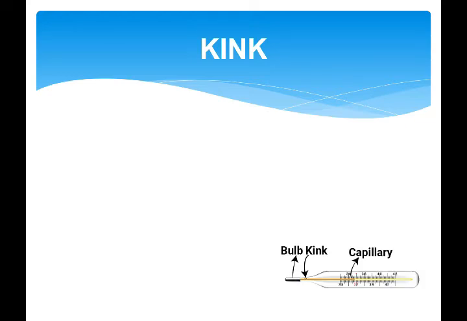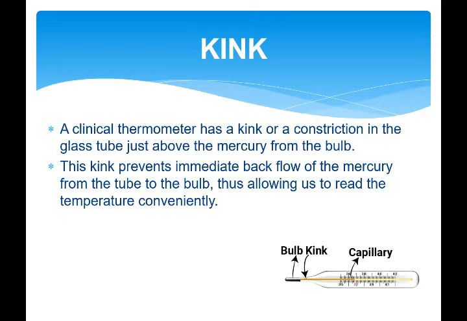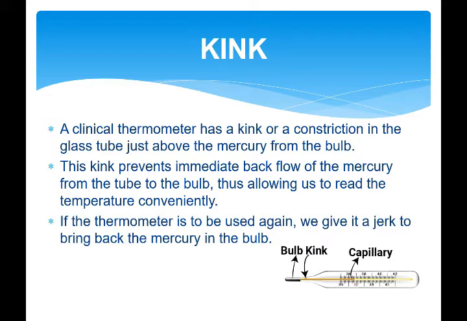In the diagram, you can see that there is a kink in the thermometer, and this kink or constriction is found in the glass tube just above the mercury from the bulb. This kink prevents backflow of mercury from the tube to the bulb, thus allowing us to read the temperature conveniently. If the thermometer is to be used again, we give it a jerk to bring back the mercury in the bulb.